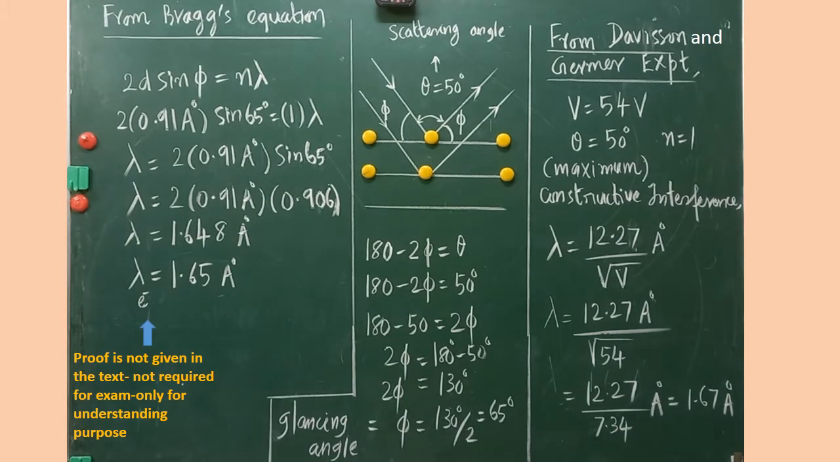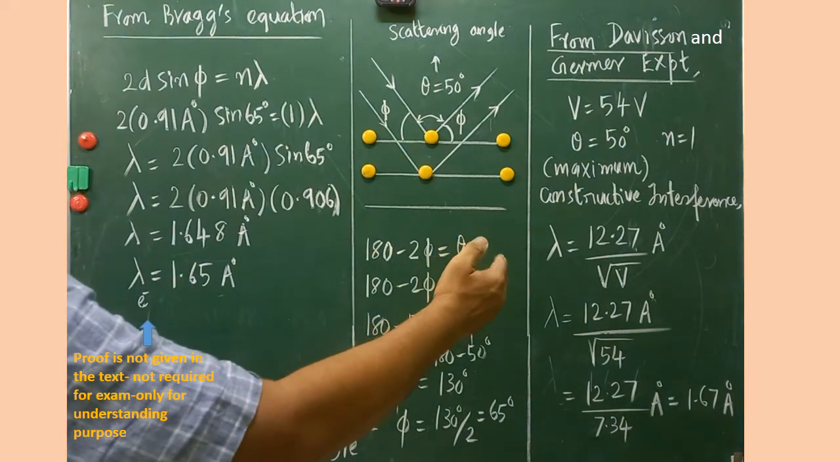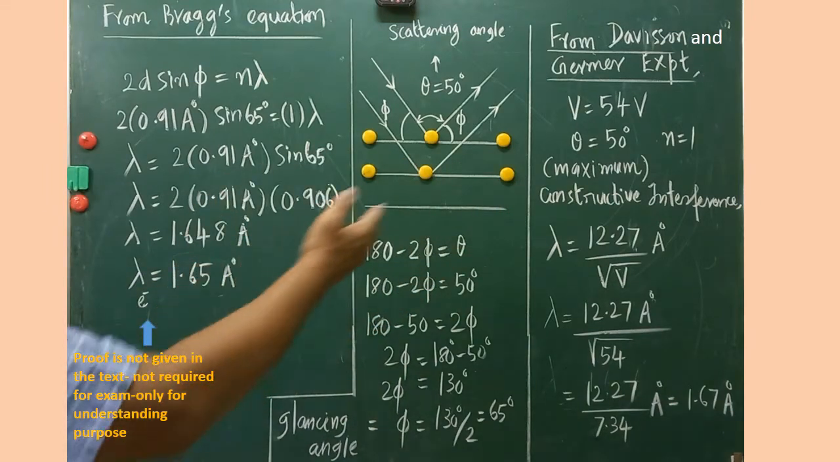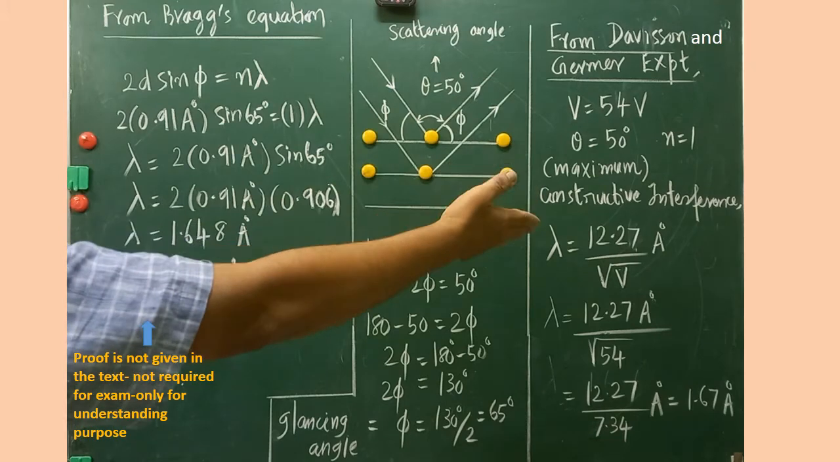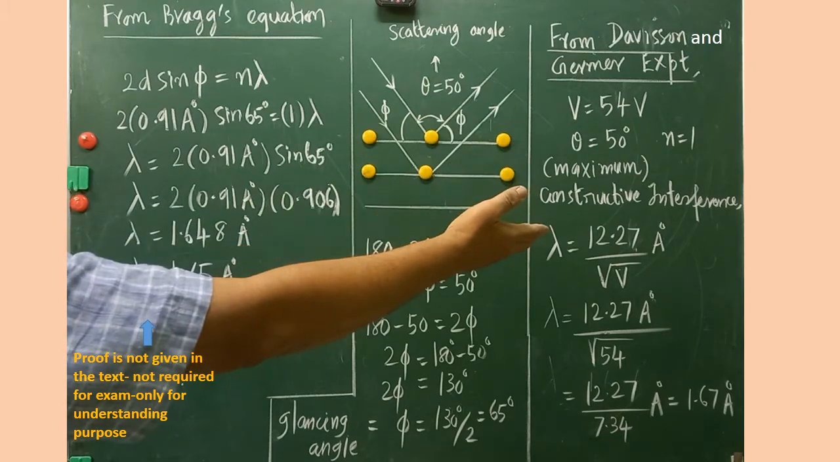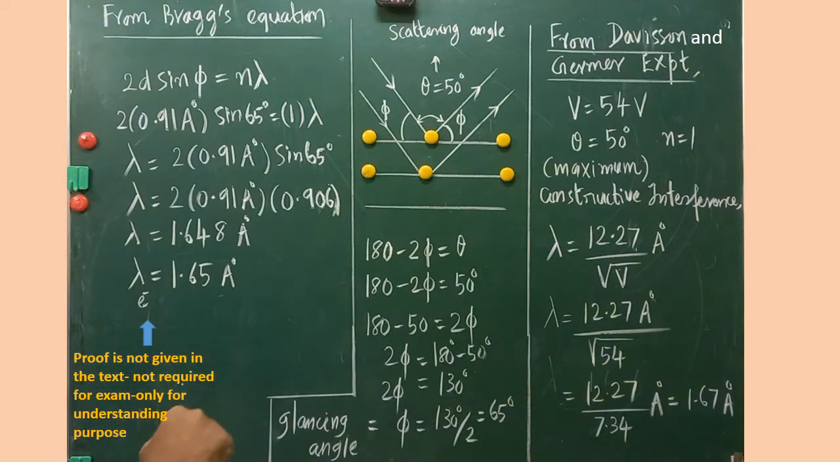Now we are going to compare two different values from two different experiments. That is nothing but the de Broglie wavelength of electron. Its value can be obtained from two different experiments. One is from the Davisson and Germer experiment, which is given in your textbook, and its formula is also given. Therefrom we are able to calculate the de Broglie wavelength of electron.